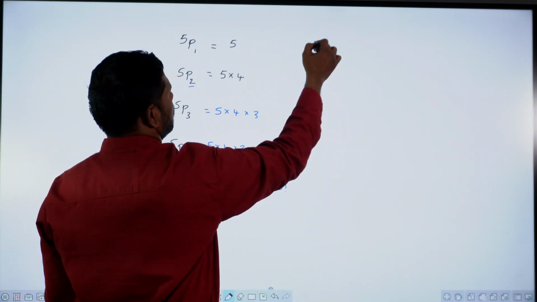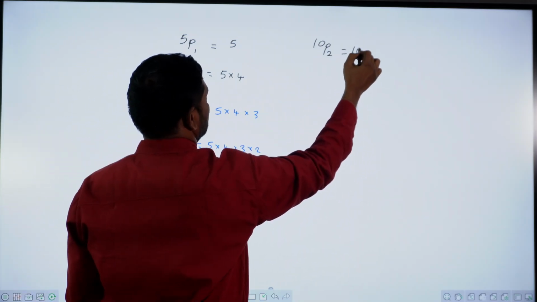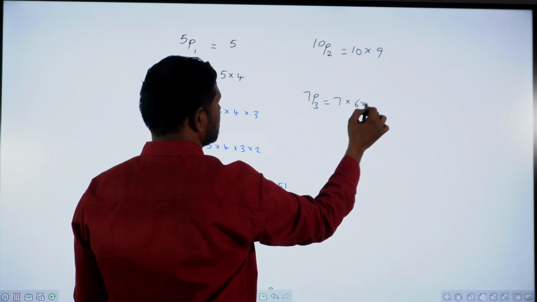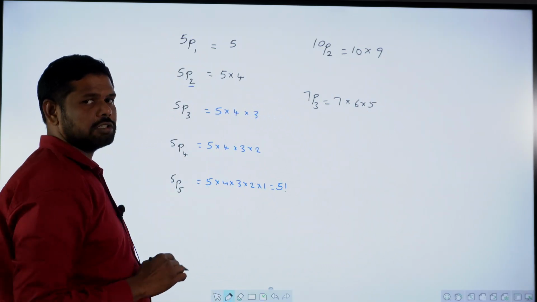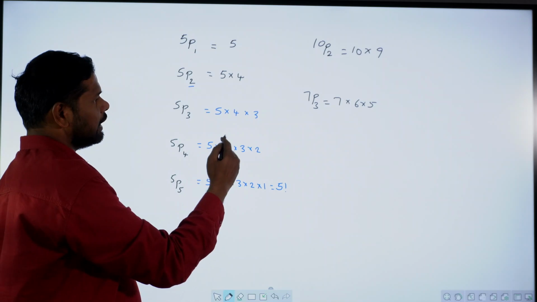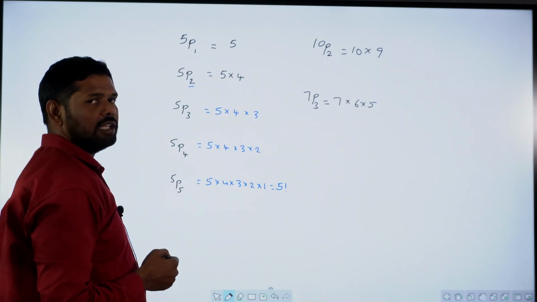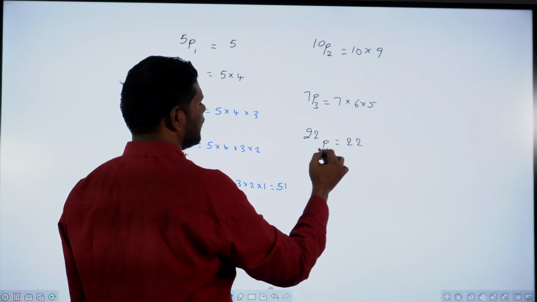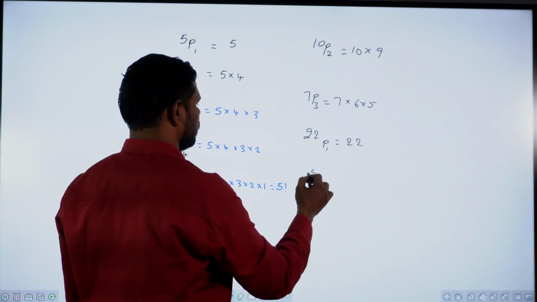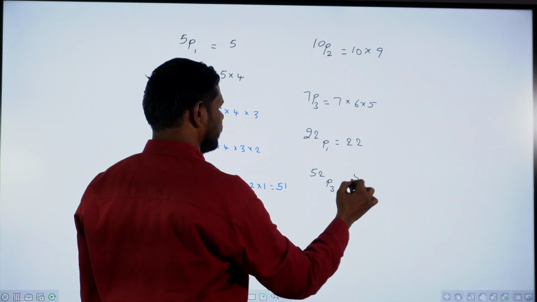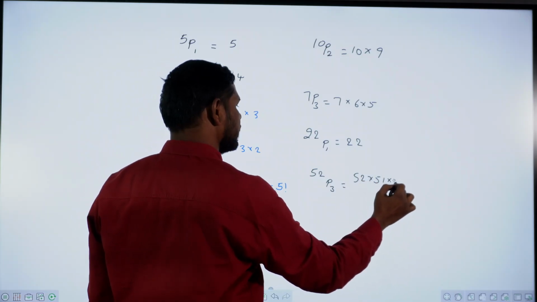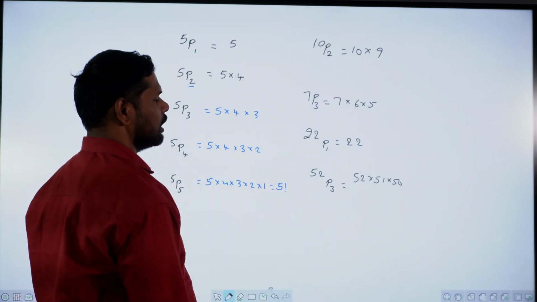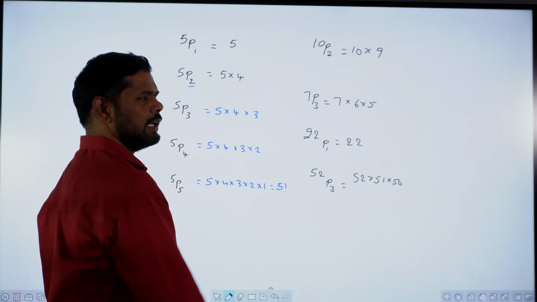Suppose 10P2, how much is the value? 10 into 9. 7P3 value, how much? Up to 3 terms, 7 into 6 into 5, in the decreasing order from 7 onwards. So like that we rewrite that value and simplify the P calculation. 22P1 means 22, only one term, like that. 52P3 means 52 into 51 into 50. So like that we are converting these values into products. After that simplification we will get the exact value.